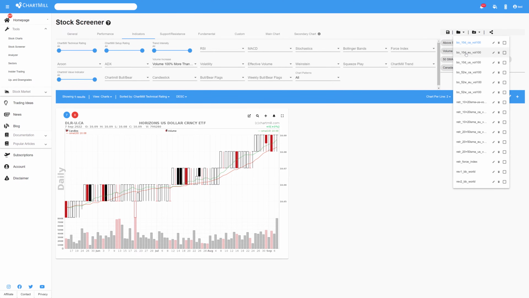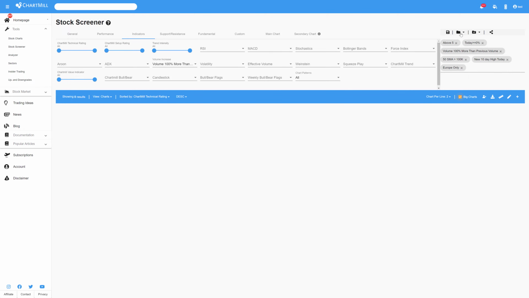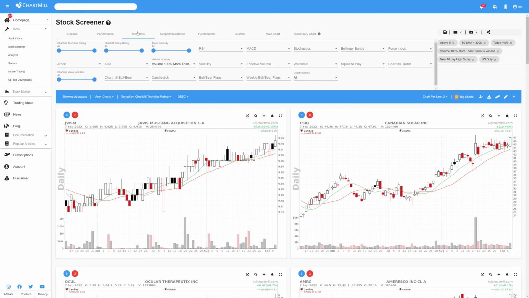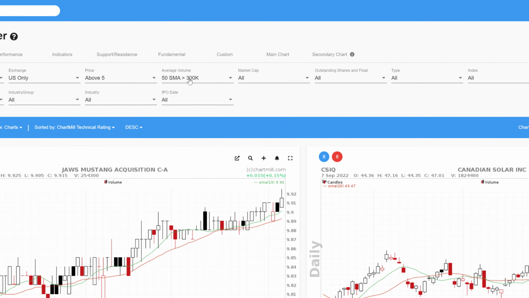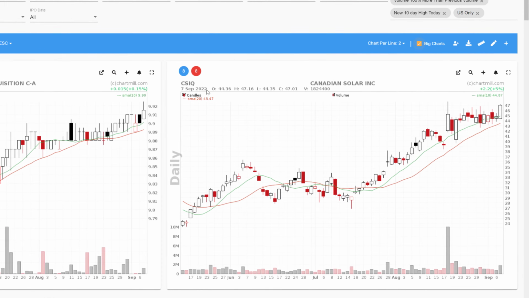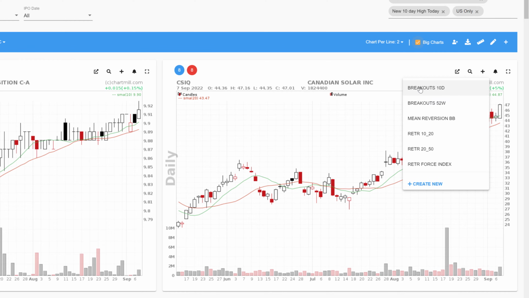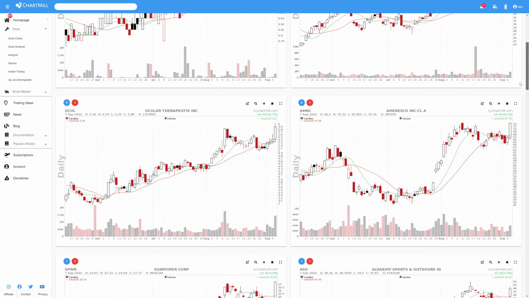Next is the same but for Europe. No candidates at all. Then for the US, the same filters, only the average volume filter is slightly more, it's 300K. And this is an interesting one, Canadian Solar, CSIQ, a breakout on higher volume. So I'm going to add this one to my breakout above the 10-day high. Ocular Therapeutics, that's also a nice breakout, adding it to the watch list. Same for AMRC.